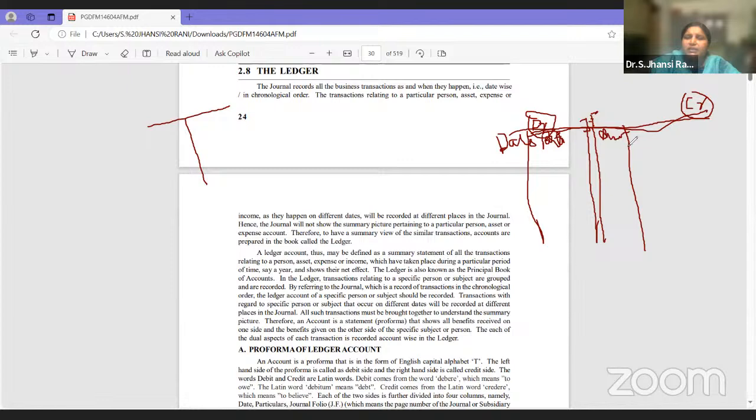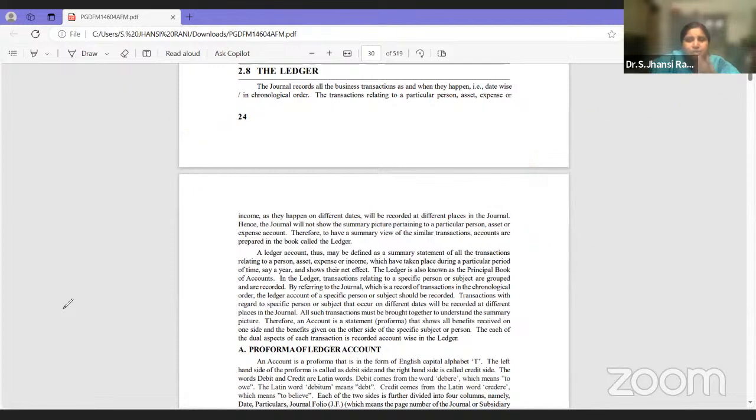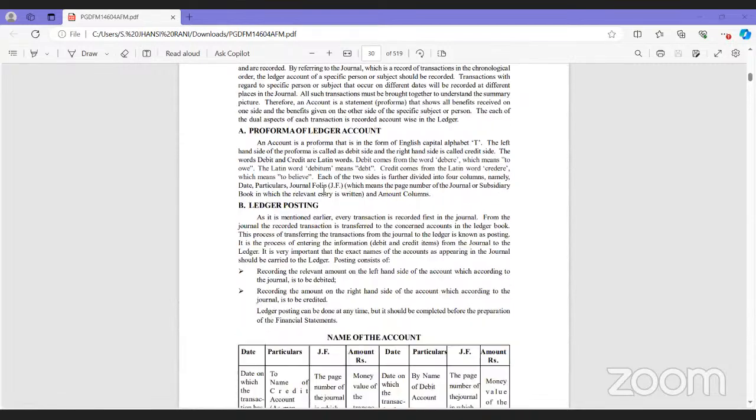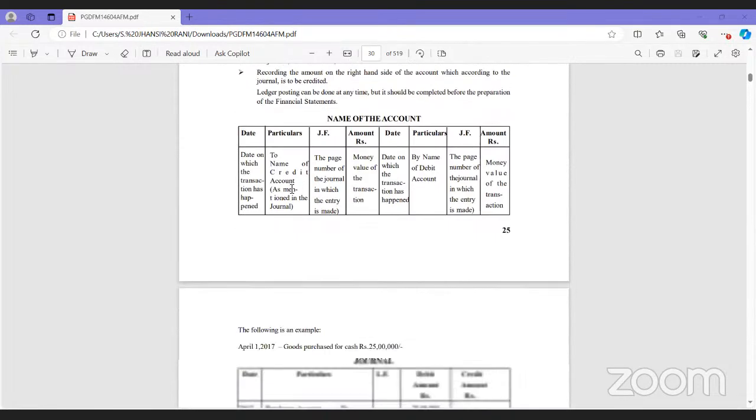Similarly, on the right hand side, the credit side, we again write the date column, particulars column, journal folio and amount. So this is the format of ledger accounts. So this is a ledger account. If you just look here, this is how we prepare it. This is the format.